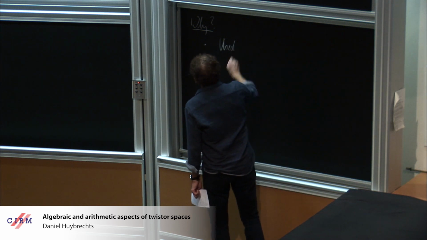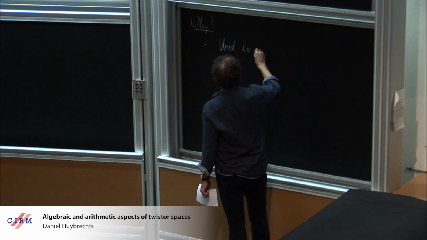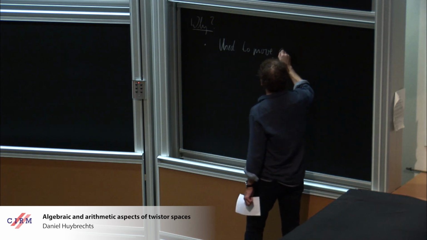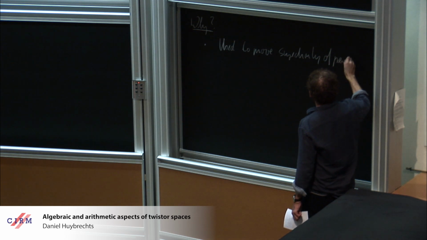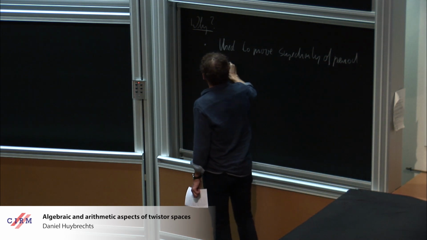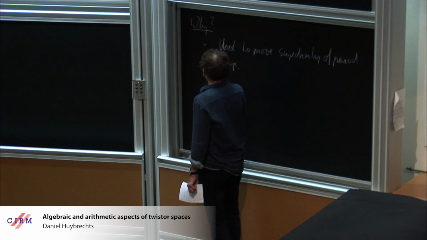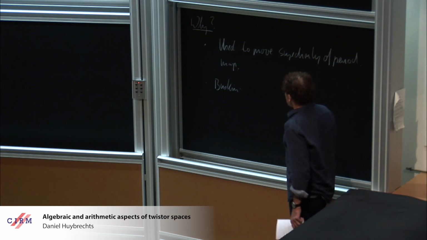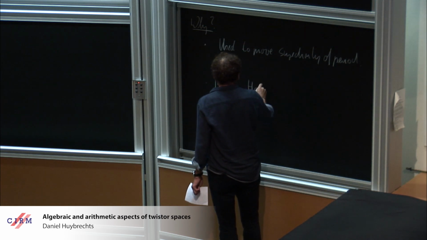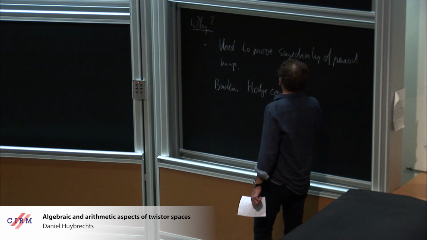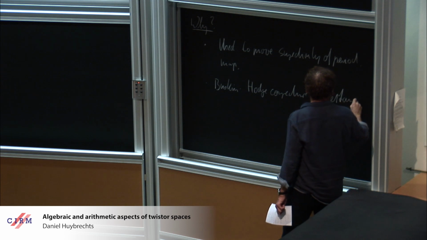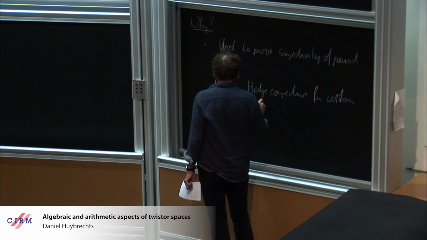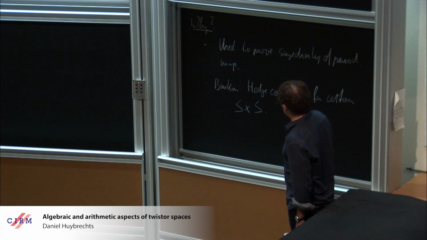So it's used to prove, for instance, surjectivity of the period map. Also, more recently, Pushkin used these twistor spaces extensively to prove the Hodge conjecture for certain products of K3 surfaces, S times S. I'll come back to this maybe later.